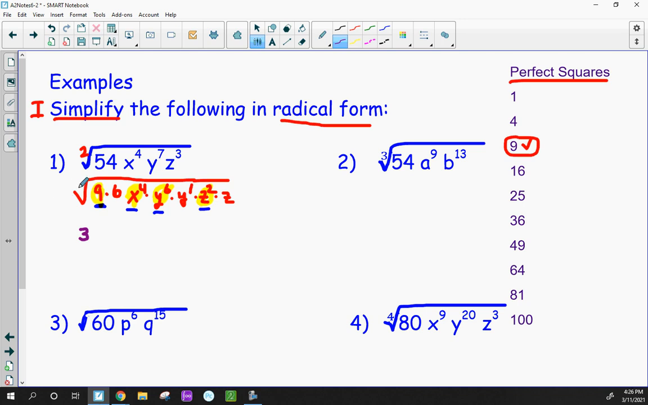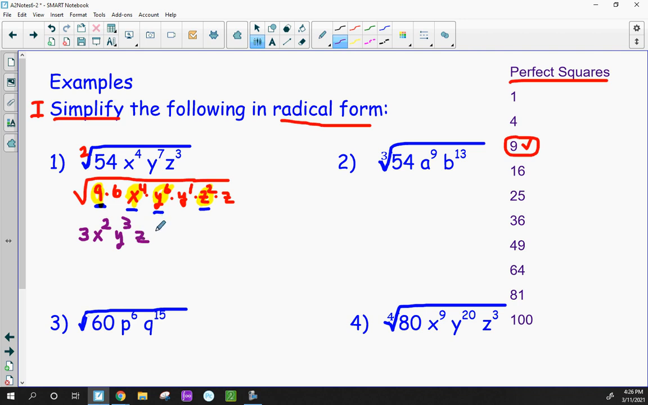Square root of x to the 4th, recall from the last section, you're going to divide the power by the index. 4 divided by 2 is 2. The square root of y to the 6th is y to the 6th divided by 2, which is 3. The square root of z to the 2nd is z to the 2 divided by 2, which is z to the 1st.